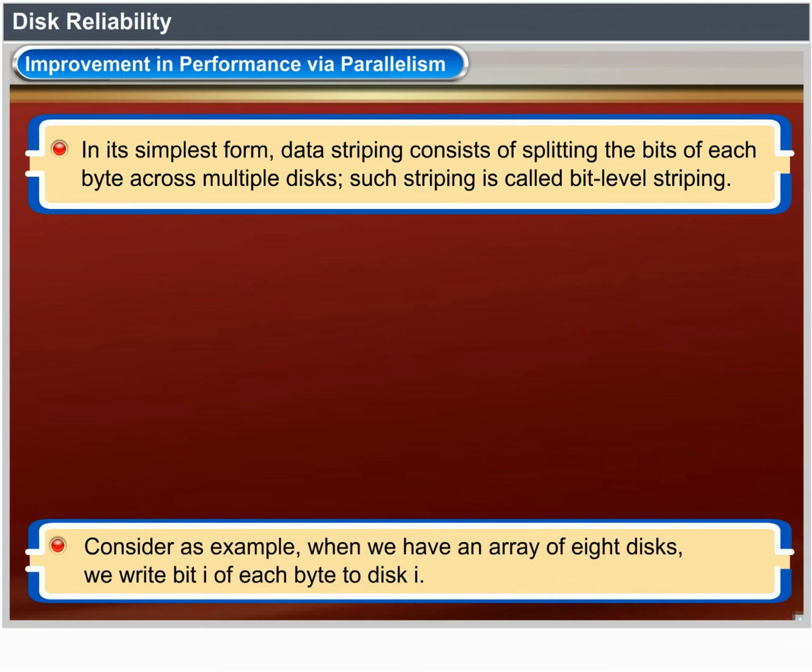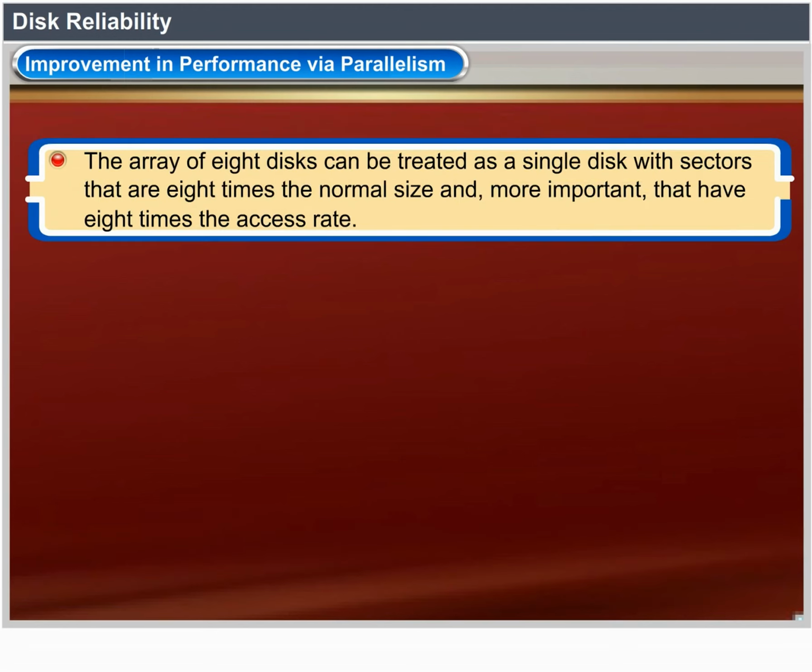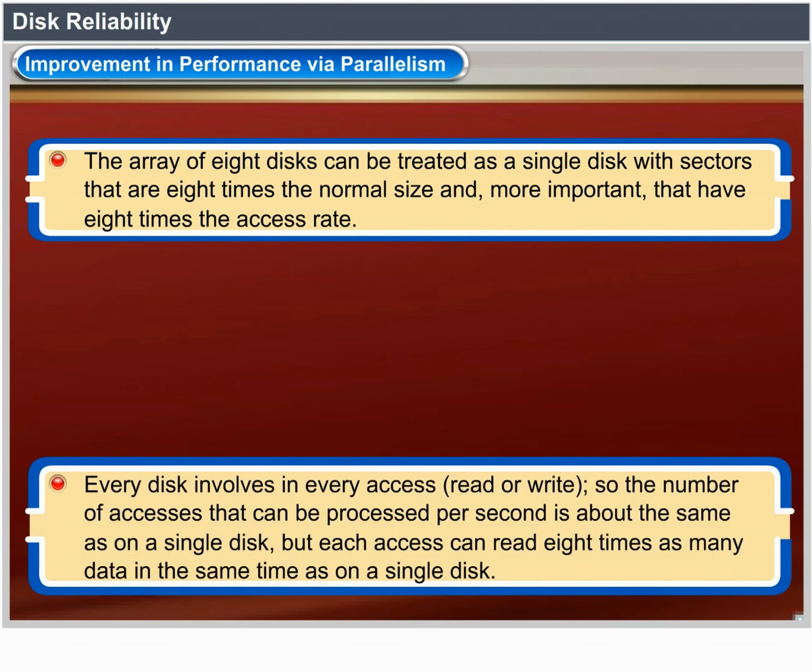The array of 8 disks can be treated as a single disk with sectors that are 8 times the normal size and, more important, that have 8 times the access rate. Every disk participates in every access, read or write, so the number of accesses that can be processed per second is about the same as on a single disk, but each access can read 8 times as much data in the same time as on a single disk.